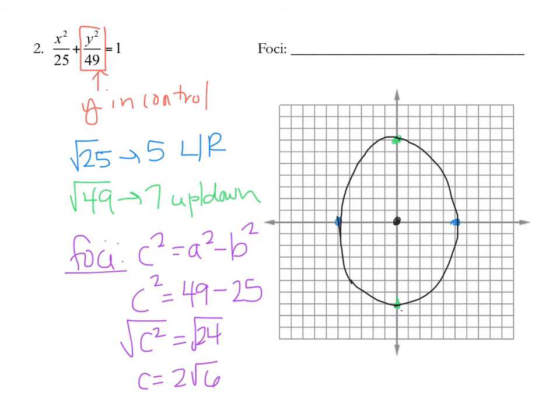This time y is in control. So that's going to end up in the y coordinate. It's going to be 0, 2 radical 6 as one foci. And the other one is 0, negative 2 radical 6. And again, to help you graph it, if you want to put that into your calculator, that is approximately 4.9. So I can go over 0 up 4.9 and over 0 down 4.9. And if you notice, those are on the major axis, the longer one, and they are inside of the ellipse.